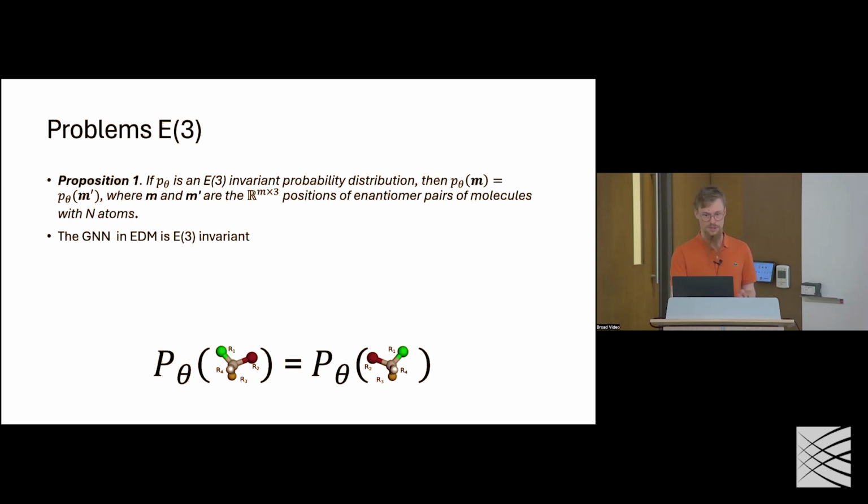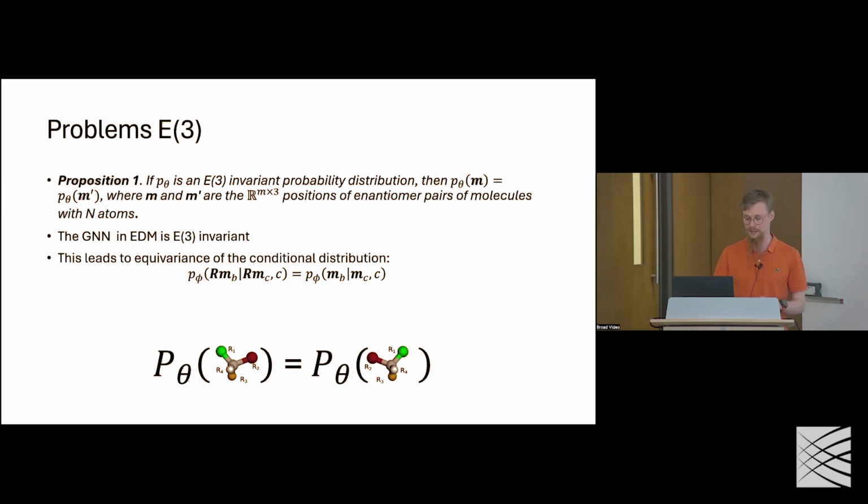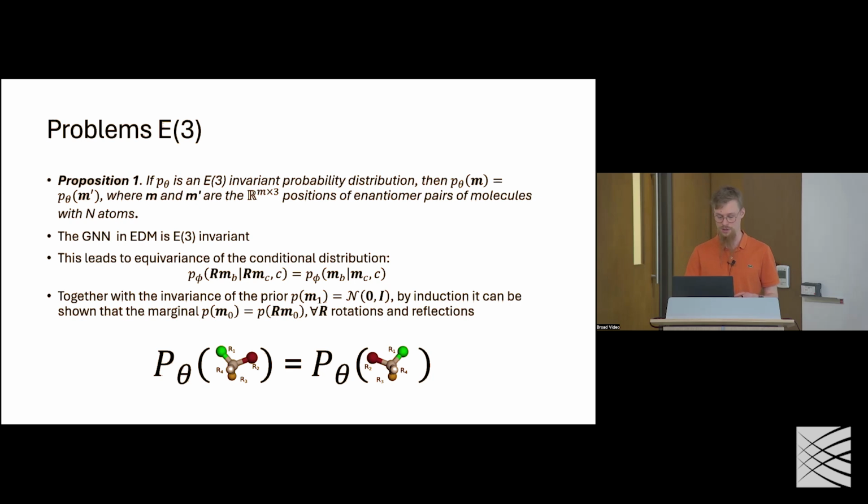Actually, the GNN in EDM and many other point cloud methods is E3 invariant. This also makes the conditional equivariant, and furthermore, given that the prior is invariant, this will also make the probability distribution that you generate invariant. This means that the current point cloud methods cannot consider chirality.